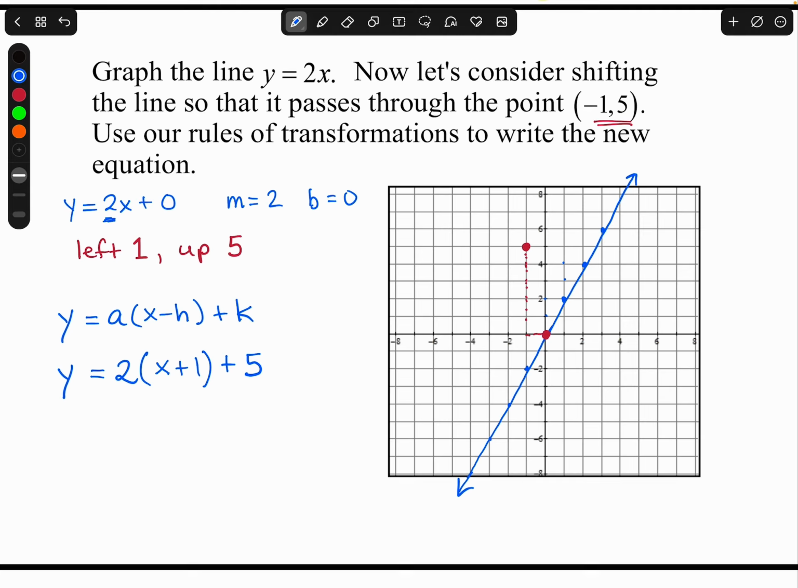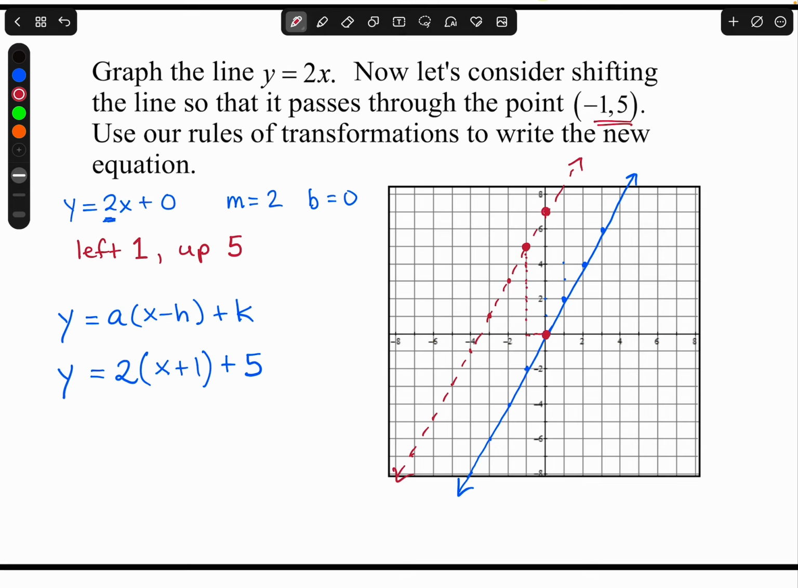Okay, so as you think about that now, that would be the equation of our line if we moved it over and up there. And you could draw it back in here and see exactly what it looks like. I'm just going to do it as a dash line. This would be our new line.